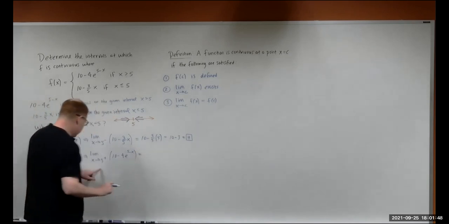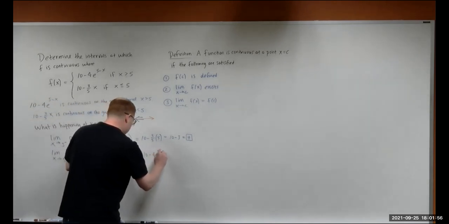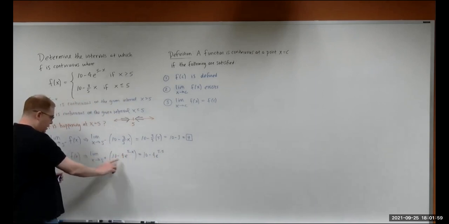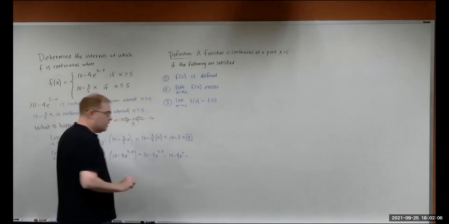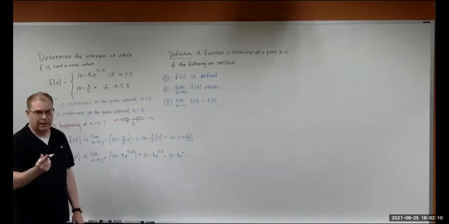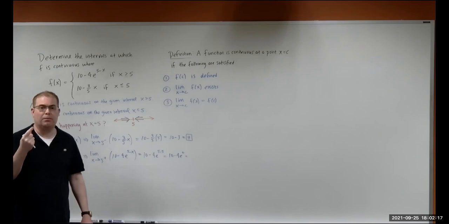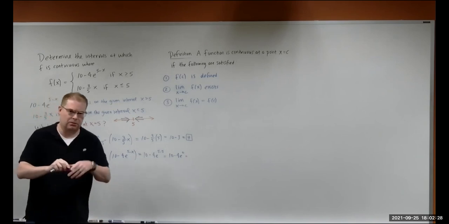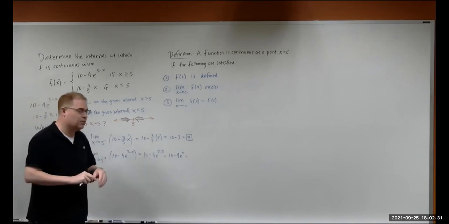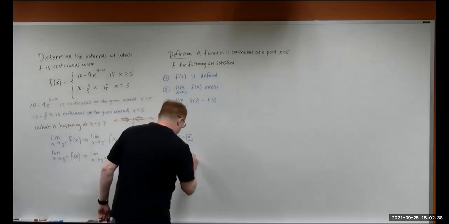Again, do a direct substitution here. We get 10 minus 4e to the 5 minus 5, just letting x equal 5. This gives us 10 minus 4e to the 0. Remember that e to the 0 is 1. Anything besides 0 that you're raising to a power of 0 is going to be 1. 0 to the 0 is not 1. Also, infinity to the 0 is not 1 either. So there are some exceptions to that rule. In this case, e to the 0 is 1, and 10 minus 4 is 6.